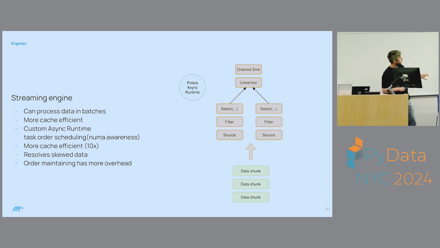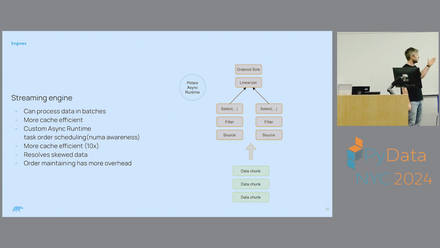It's way more cache efficient, because you work on one chunk at a time in a thread, and it's NUMA aware, so this chunk will stay on this thread. So when the filter is done, then the select can operate on the same chunk, and the data is still in cache. So different from the batch engine, if you churn through a whole column, at one point you will be memory bound, because the prefetcher cannot load data from memory fast enough into cache. And here the data will stay in cache. And we really see this in arithmetic. For instance, we see a 10x speed up.